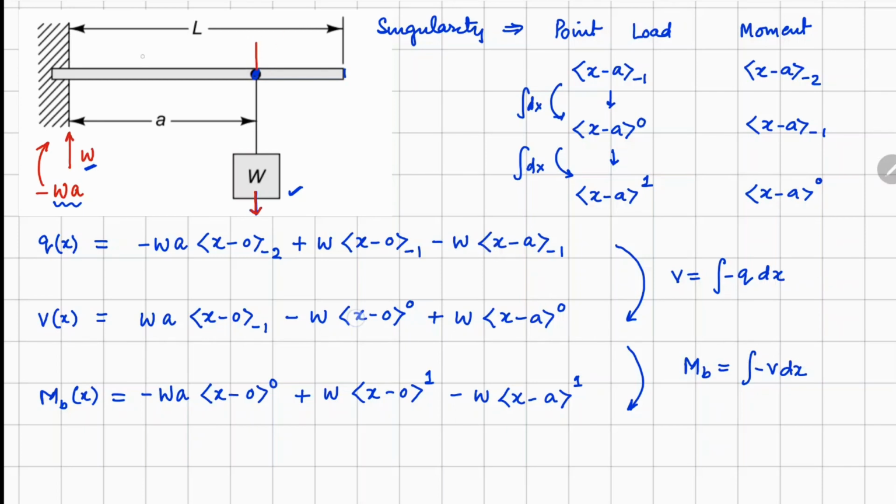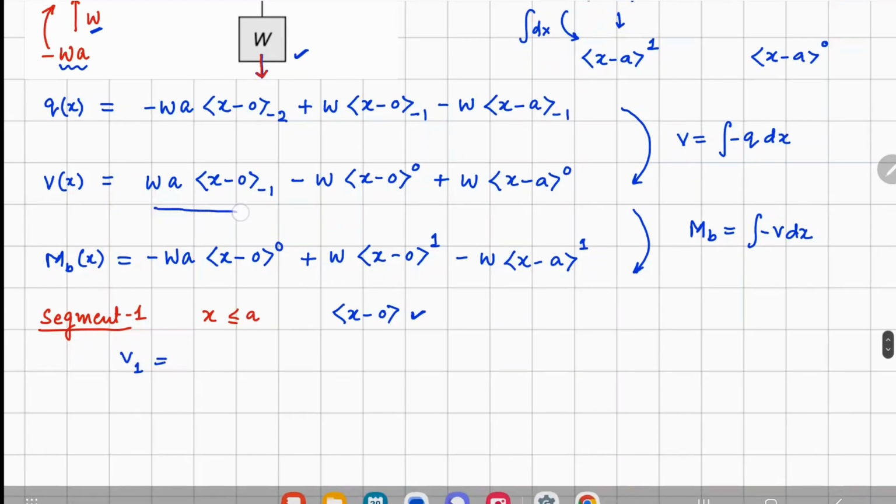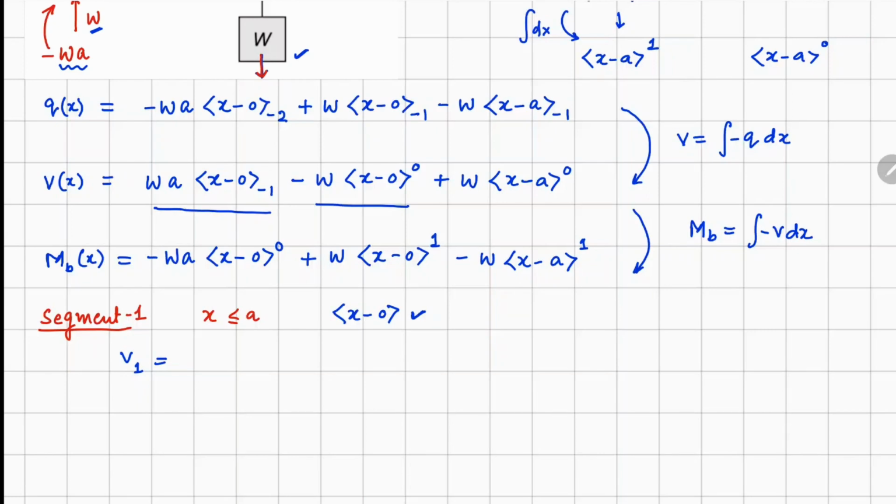So now we can divide this beam into two segments. One is x less than or equal to a, and the second one is x greater than or equal to a. So if you focus on segment number 1, which is x less than or equal to a, for this segment, your x minus 0 will give you a positive value, but x minus a will give you a negative value. So this is the only function that we can consider here. So if I write my V1, I will evaluate this function right here and this one right here. So what do I get from here? I get WA x minus 0 to the power minus 1, minus W x minus 0 to the power 0, which from here will become 1, so this remains W.